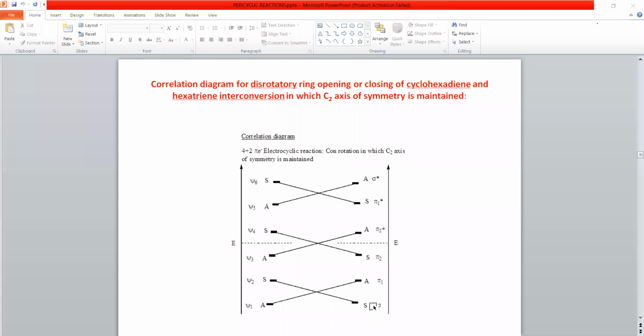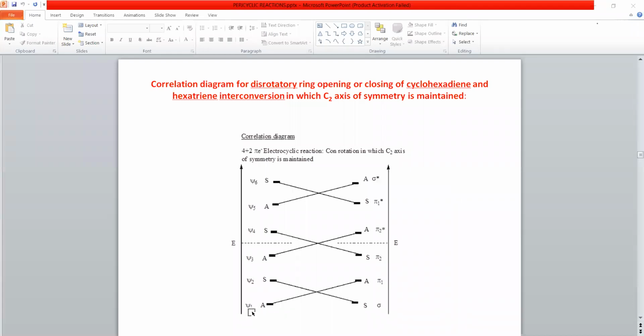So sigma is symmetric, pi1 is anti-symmetric, pi2 is symmetric, pi2 star is anti-symmetric, pi1 star is symmetric, sigma star is anti-symmetric. And here psi1 anti-symmetric, psi2 symmetric, psi3 anti-symmetric, psi4 symmetric, psi5 anti-symmetric, psi6 symmetric. So now we join orbitals having the same symmetry properties.